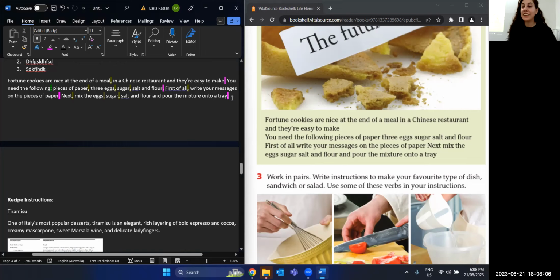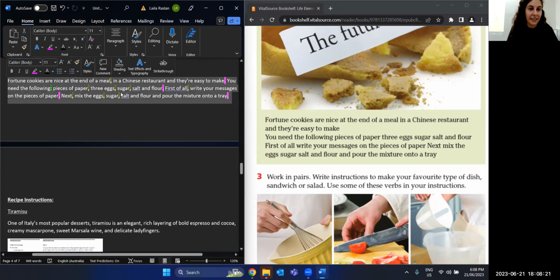So did you get all those full stops, comma, and colon? Very important when you're writing English. Yeah, so did you all get that? That was our answer.